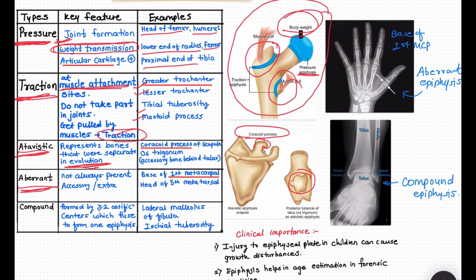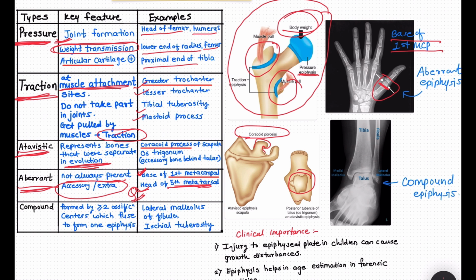The next one is aberrant epiphysis. Aberrant means not always present, so it is accessory or extra. It is not present in every individual; it is an extra bone present in only a few people. Aberrant epiphysis is present at the base of the first metacarpal and the head of the fifth metatarsal. Head of the fifth metatarsal. These are important examples and many times they are asked in exams. You can see the base of the first metacarpal. This is the first metacarpal and its base, and it is an example of aberrant epiphysis, which is an extra epiphysis.